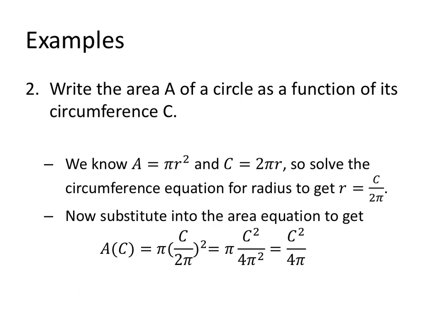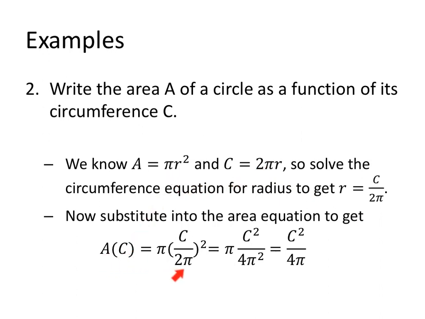Write the area A of a circle as a function of its circumference. So we find the formulas for circles. Area, pi r squared. Circumference, 2 pi r. I'm going to write area, keep the area formula. I want to use C as my input, so I'm going to solve C equals 2 pi r for radius. R equals C over 2 pi.